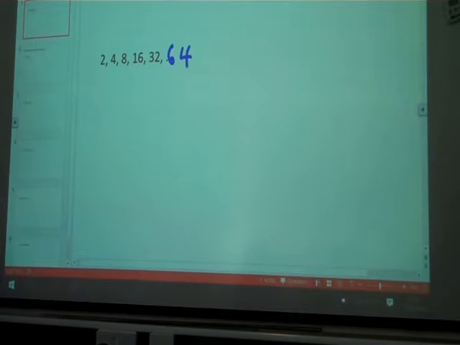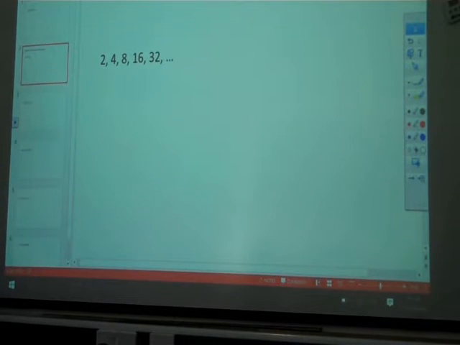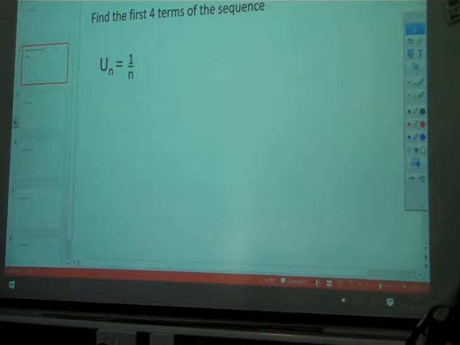Okay. So with an arithmetic sequence, it's going up by the same amount each time. But with a geometric sequence, it's being multiplied by something. Are you happy so far? Okay. So sometimes the question will come like this.